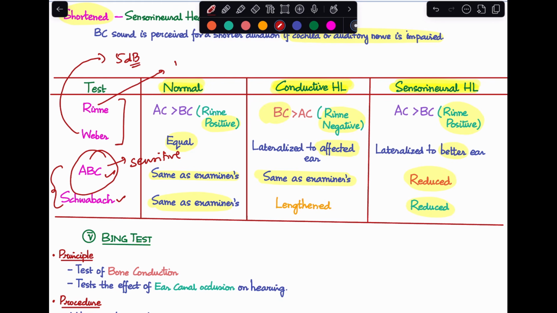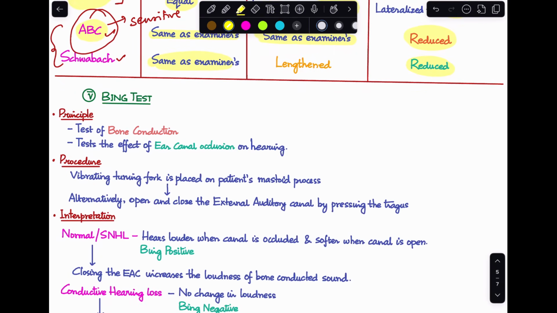But to detect Rinne, we need at least 15 to 20 decibels of hearing loss. So, in terms of sensitivity, Weber's test will be the more sensitive test amongst all of these, and between the ABC and Schwabach tests, we'll prefer the ABC test. Lastly, we have two more tests to discuss.